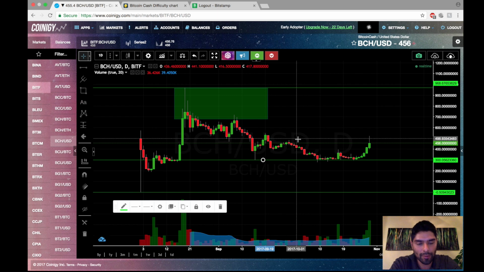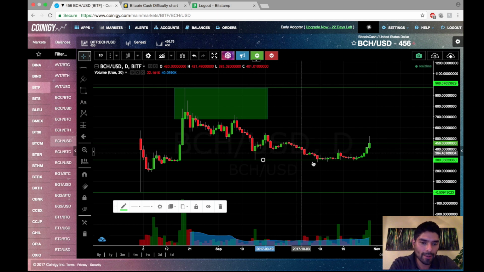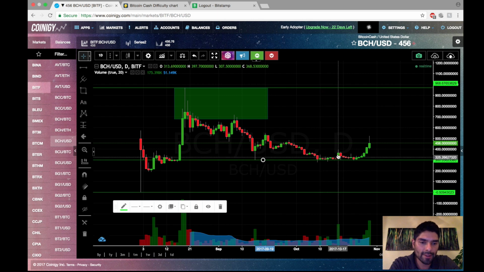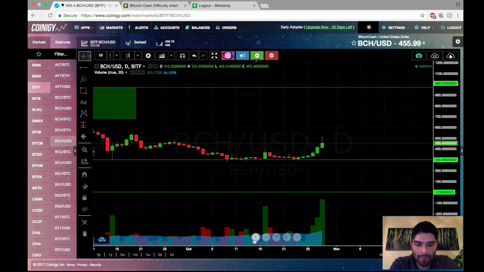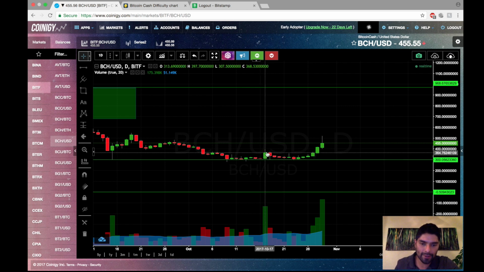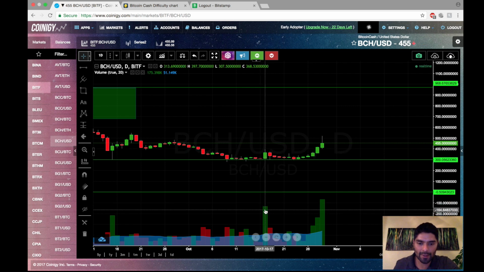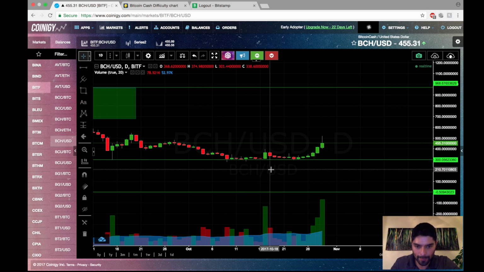And what I mean by support is that ball's bouncing, but it seems to just roll here until it's kicked. And why did it get kicked? Well, we can see here that if you look at this volume, these very small red candles, there weren't many sellers. So what does that in turn happen? Well, buyers step in. And that's why we see this huge volume candle.